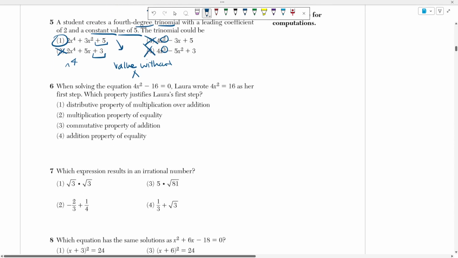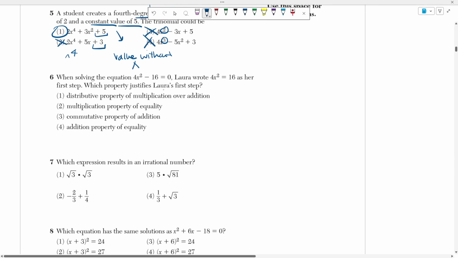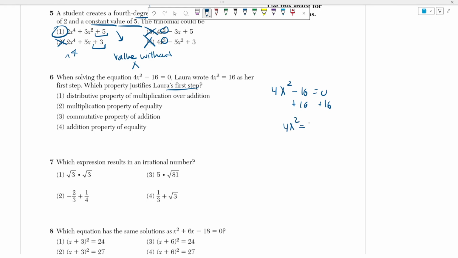Number 6 asks, when solving the equation 4x squared minus 16 is equal to 0, Laura wrote that 4x squared is equal to 16 as her first step. Which property justifies her first step? So what she did here was she started off with 4x squared minus 16 is equal to 0, and she added 16 on both sides to get 4x squared is equal to 16.